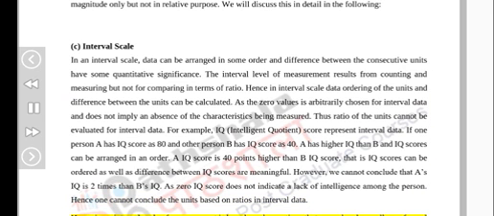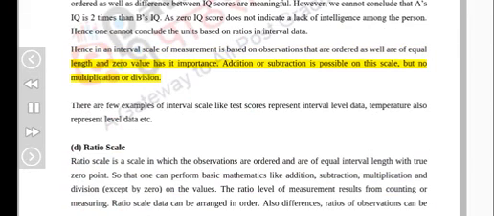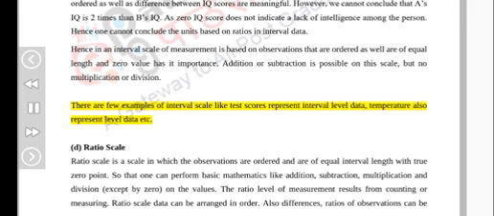Hence an interval scale of measurement is based on observations that are ordered as well as of equal length, and the zero value has no true importance. Addition or subtraction is possible on this scale, but no multiplication or division. There are a few examples of interval scale, like test scores represent interval level data, temperature also represents interval level data, etc.